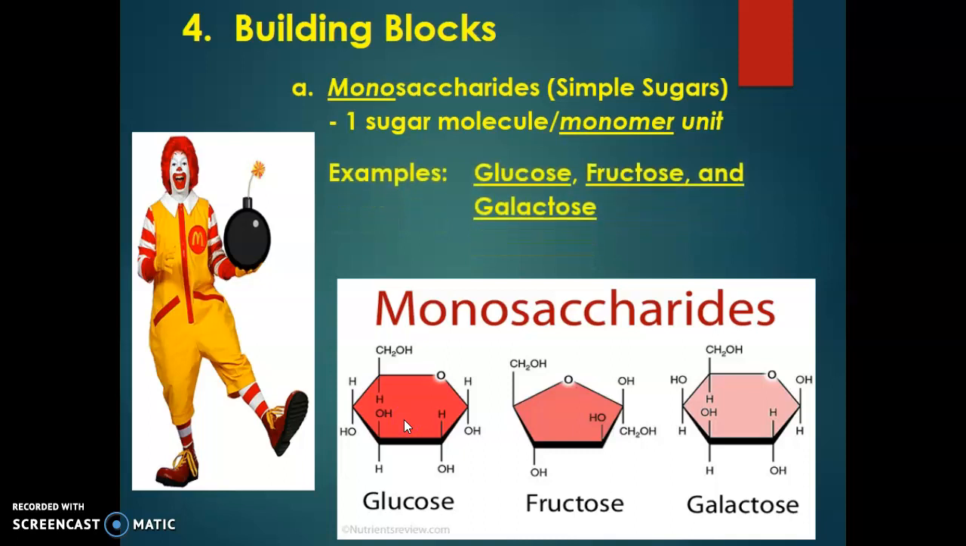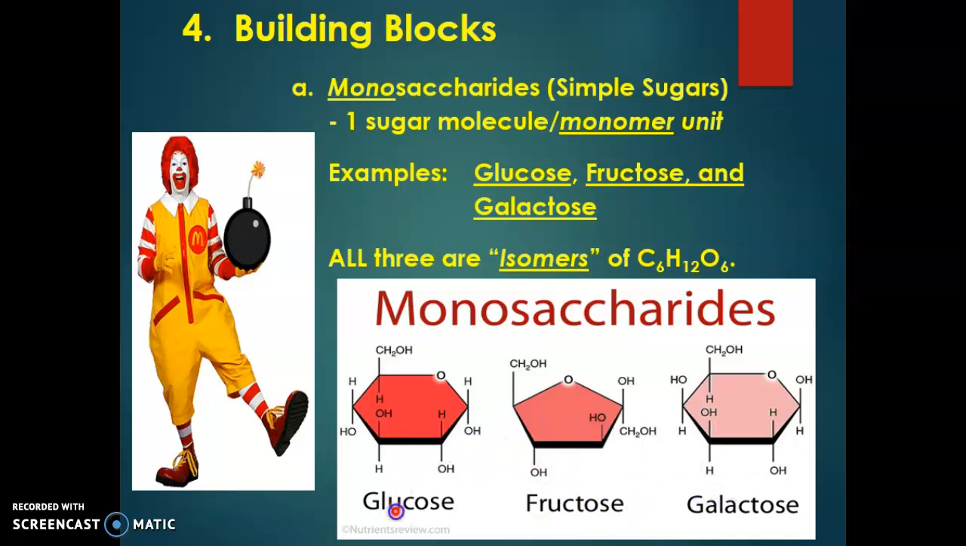Now, there's 3 examples I want you to remember, and they are glucose, fructose, and galactose. All 3 of them are isomers of each other based on the formula C6H12O6. When you look down here at these diagrams, all 3 of them are C6H12O6. Again, a 1 to 2 to 1 ratio, but notice how all of the bonds are in different locations for each particular monosaccharide sugar.